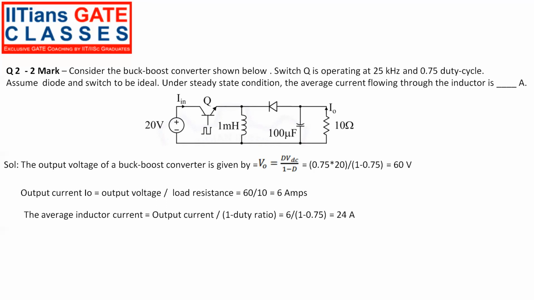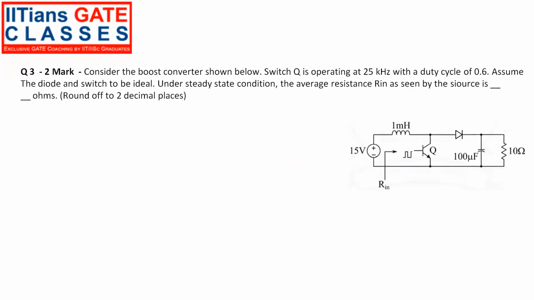Okay guys, let's go to the next question, which is a 2 marks question, and it is also from DC-DC converters. So what they're saying is, the figure shows a boost converter in which the switch Q is operating at 25 kilohertz with a duty cycle of 0.6. So assuming the diode and switch to be ideal, under steady state condition, they are asking us to find out the average value of the input resistance seen from the source.